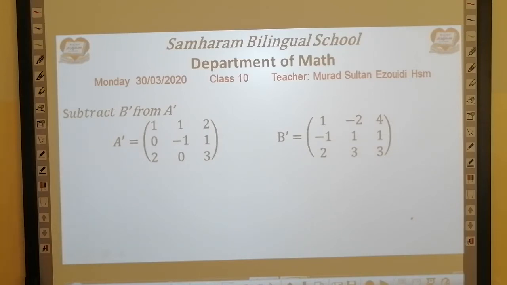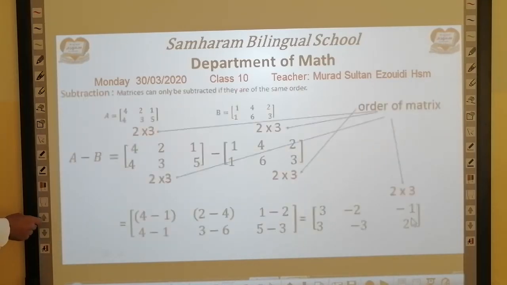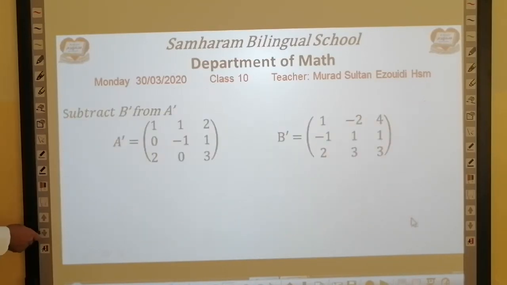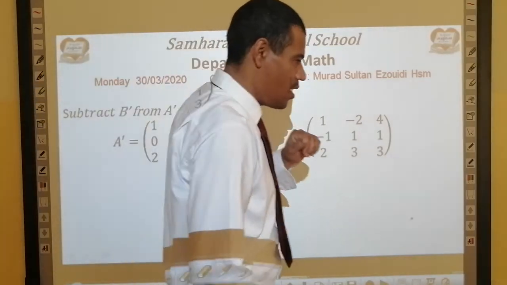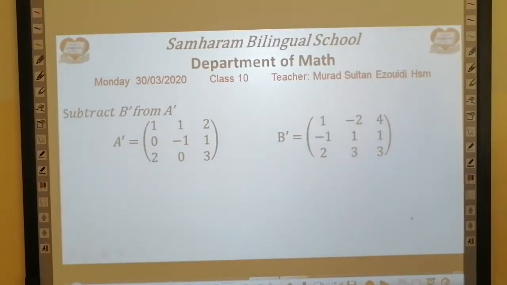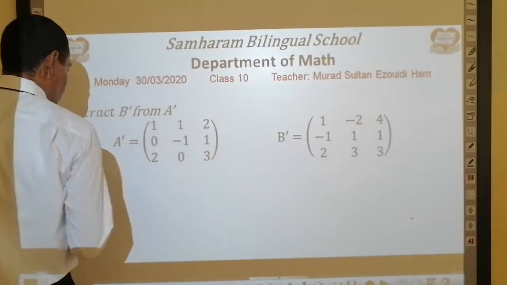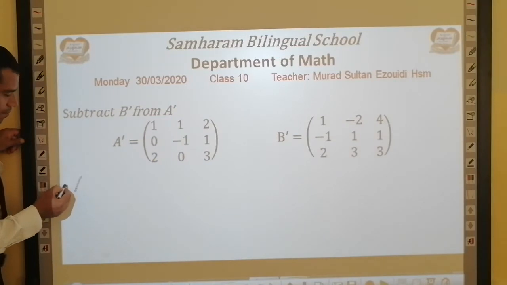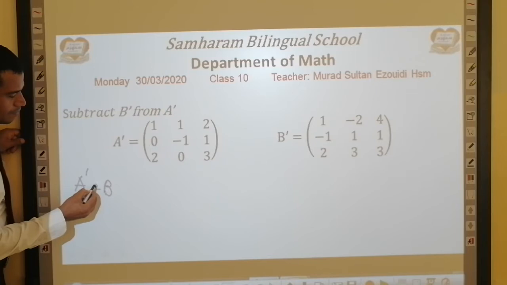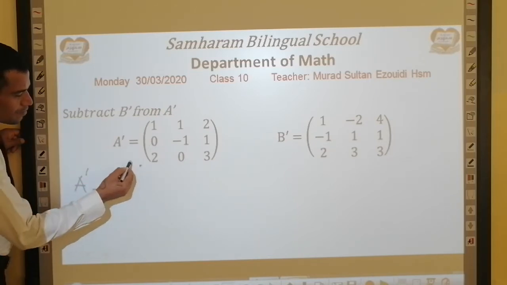Subtract B from A. Here we have two square matrices. I will try to subtract B prime from the first matrix. I will start: A prime minus B prime. Then I will write my matrices.